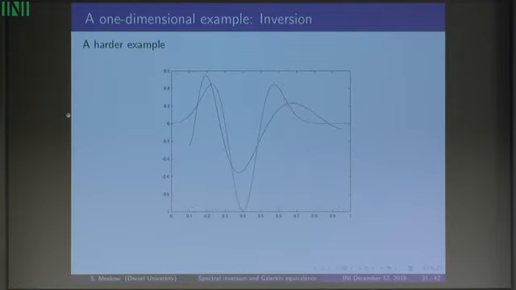Here's a harder example. Remember, we only have source and receiver on one end, so you're going to read things better over here than over here, and we're seeing that. This is one with a bigger difference from 0 for Q. And here's a recovery.